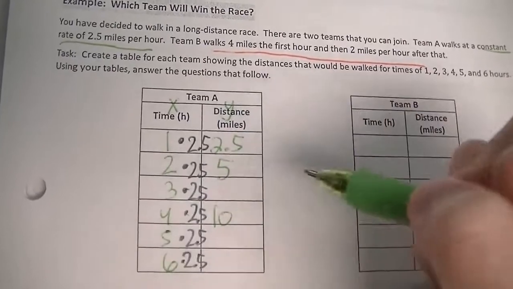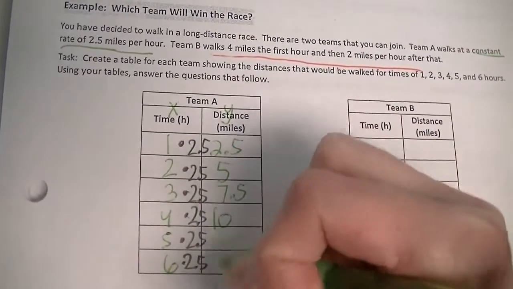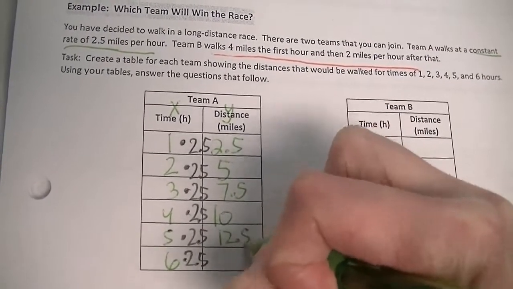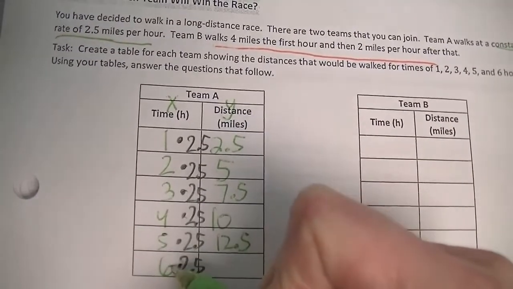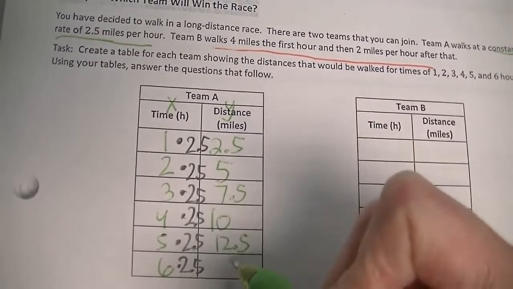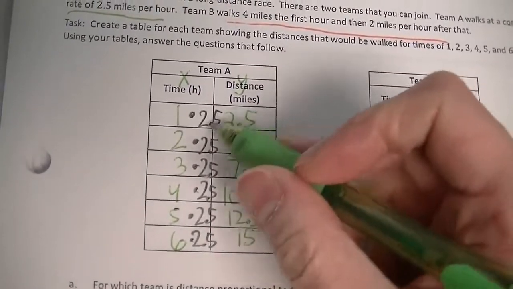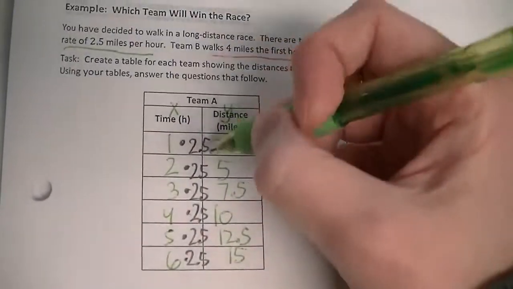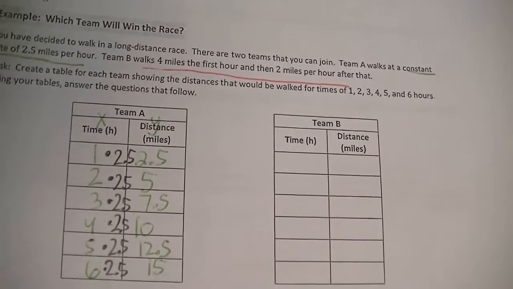So 3 times 2.5, what's that? 7.5. 5 times 2.5 is 12.5. 6 times, oh, I don't even have to do that. I can go, okay, I doubled 3 to get to 6, so 7.5 doubled. 7.5 plus 7.5 is 15. Okay, so that right there is Team A, and it looks like they've got a constant rate right there. Okay, so they're proportional. Now, Team B might be a little bit trickier.